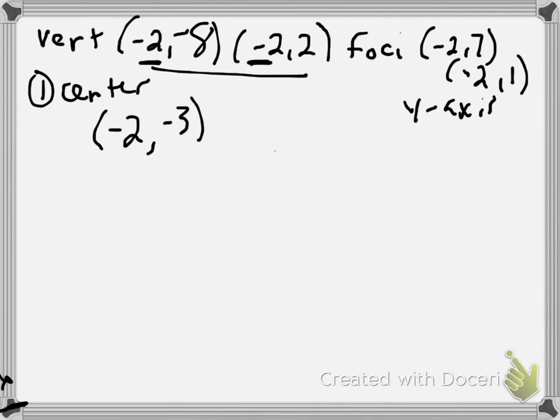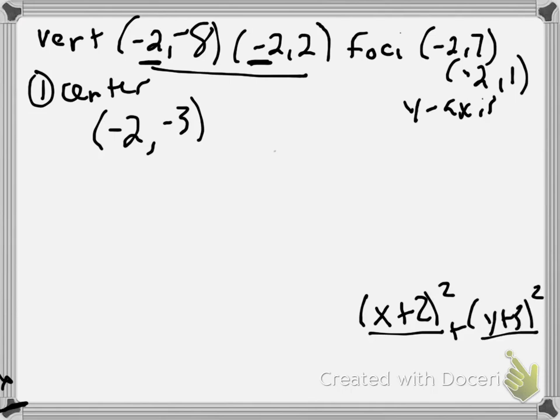So now I can at least write that first part of it. I'm going to write it here at the bottom. Remember it's opposite signs, so x plus 2, because that's my x value, squared, plus y plus 3 squared equals 1. Kind of ran out of room anyway. Either way, I have that part of it already.